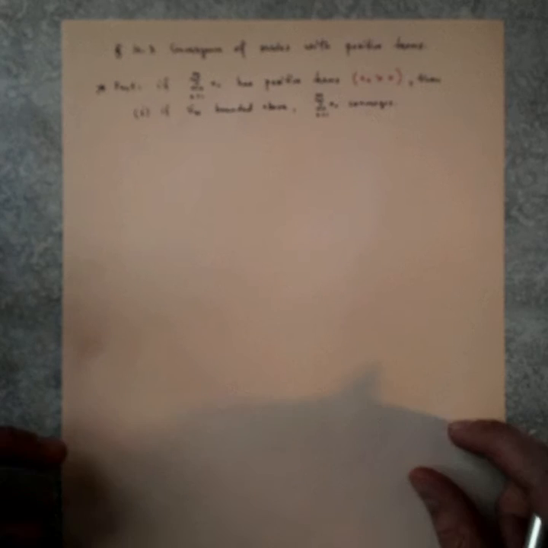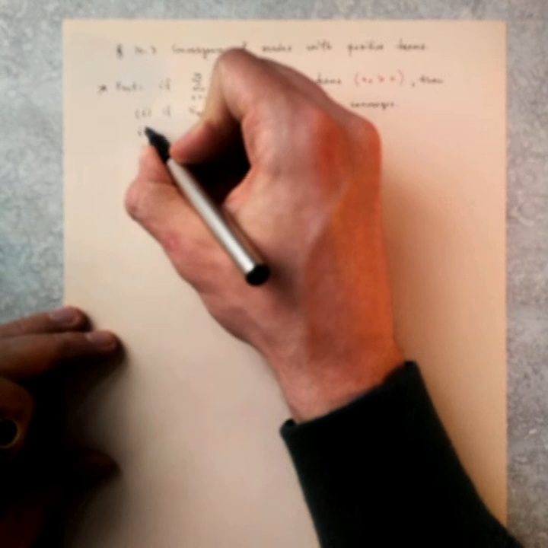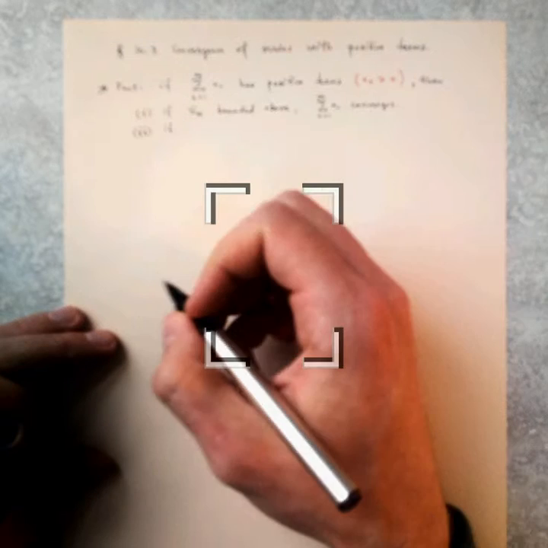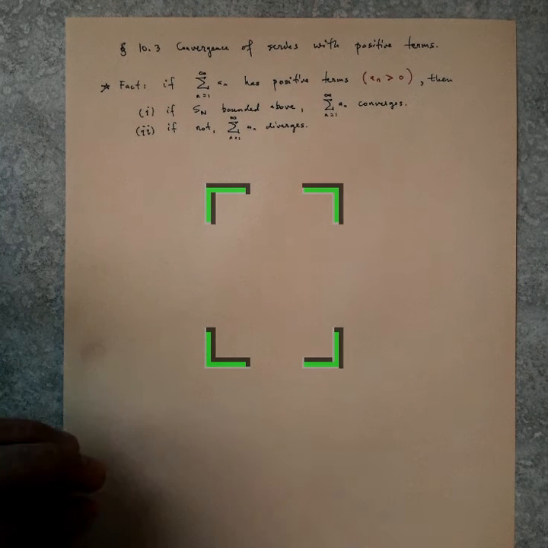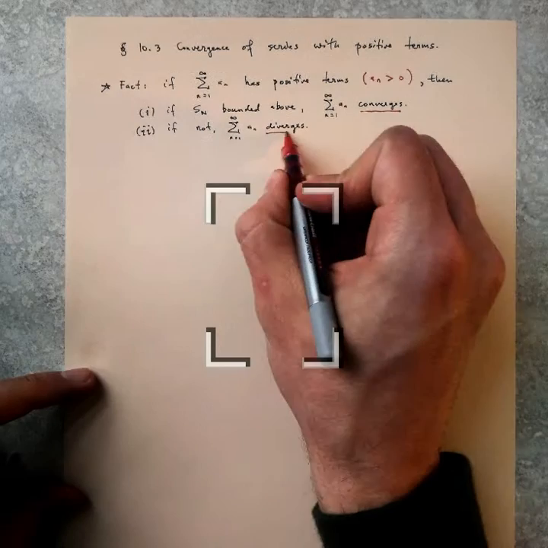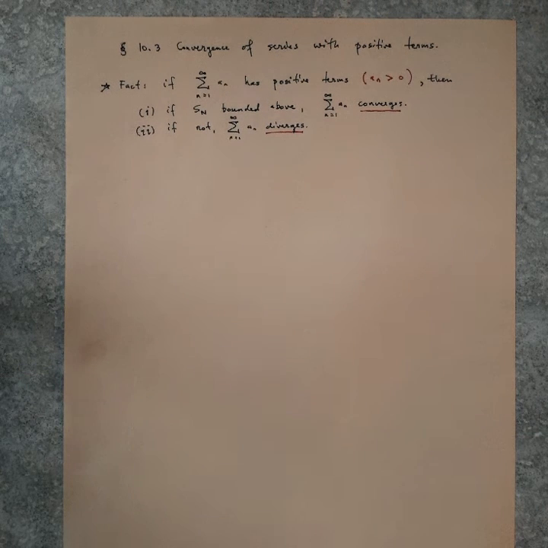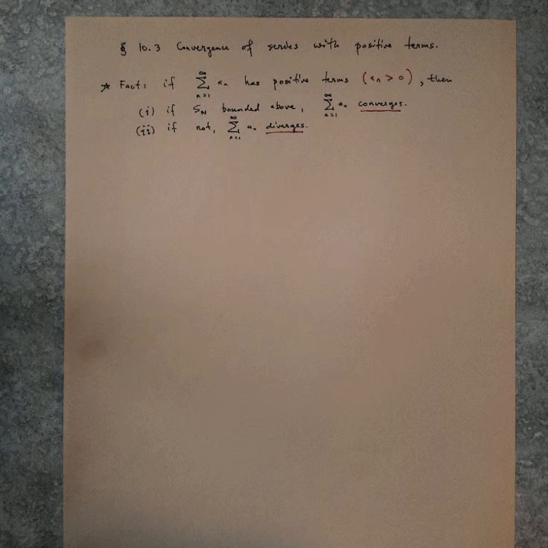Okay, so finally we have a test for convergence. And if not, then the sum diverges. So there's really nothing to prove here because the sum is defined to be the limit of the partial sums. So it converges if and only if the sums converge.